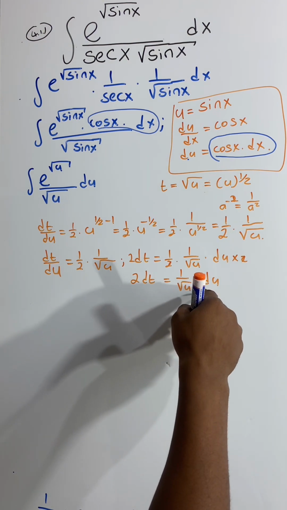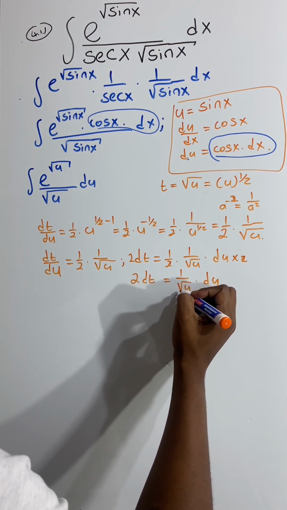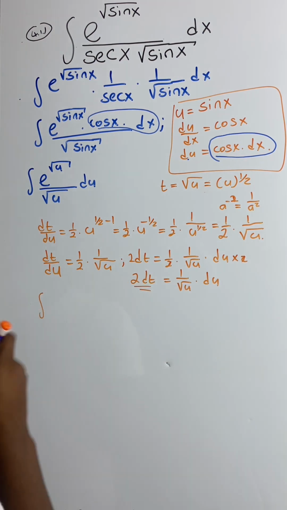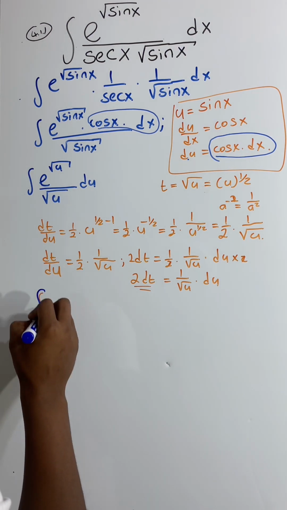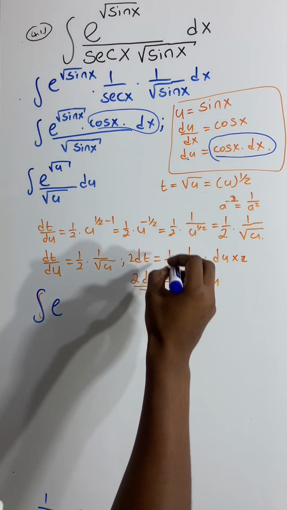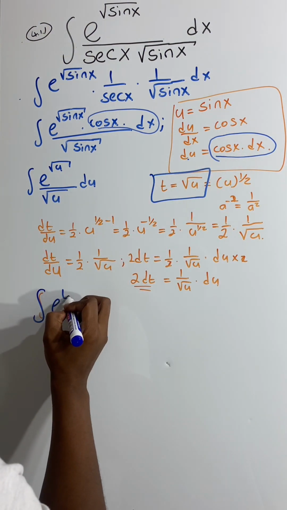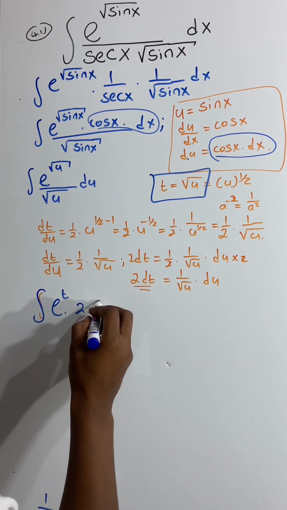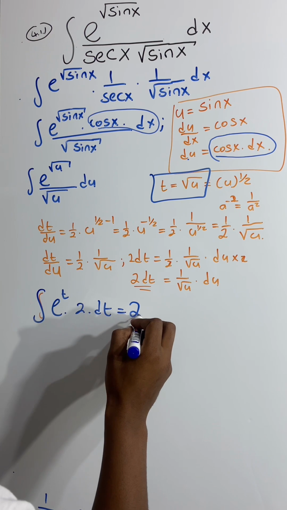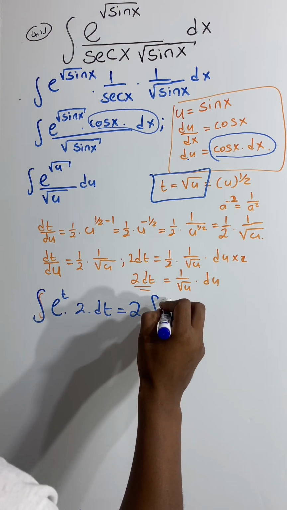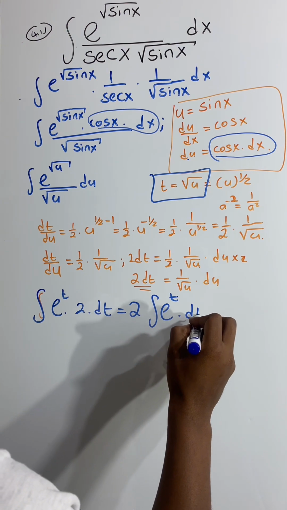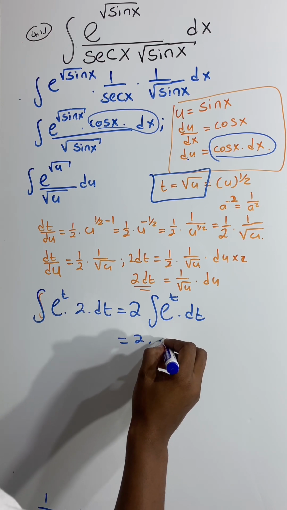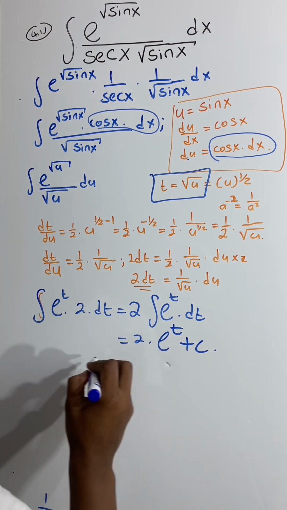In the place of du over the square root of u, we'll substitute 2 dt. And in the place of the square root of u, we substitute t. We can choose to take the 2 out of the integral. We have to integrate e to the power t. When we integrate e to the power t, we get e to the power t plus c.